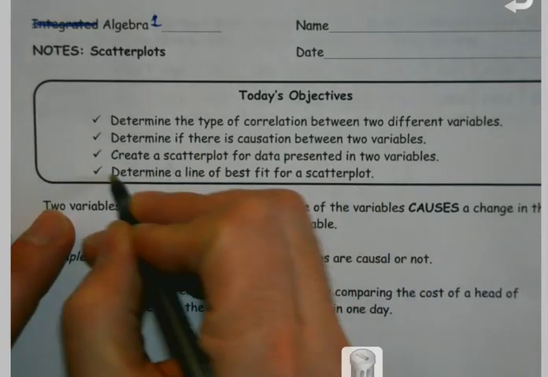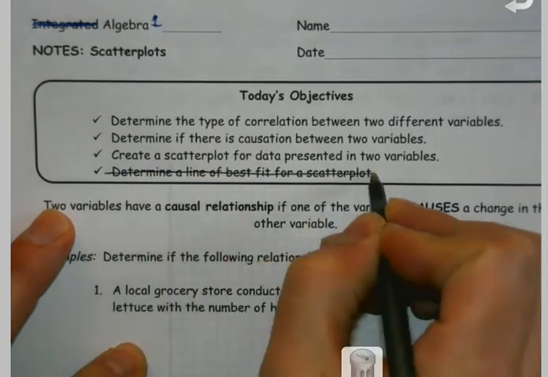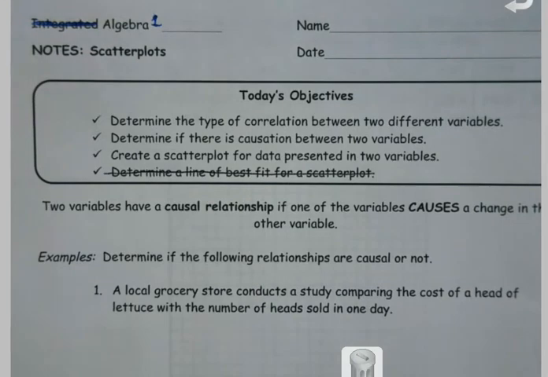We're not going to be doing the bottom here. We're not going to be doing best fit for a scatter plot. That gets into a lot of different issues, and it's something that we really don't need to mess with right now. So here's how this works.